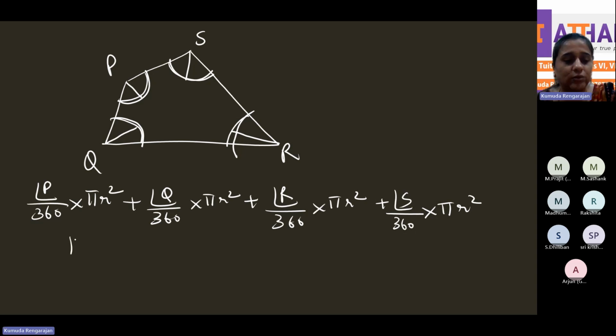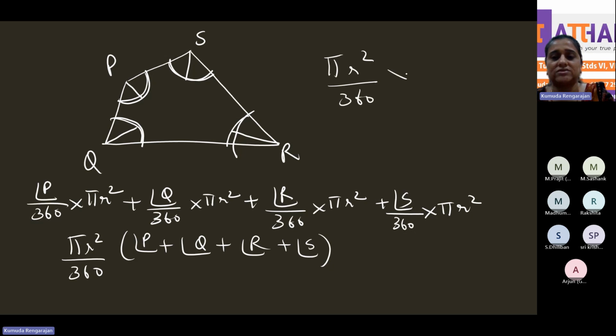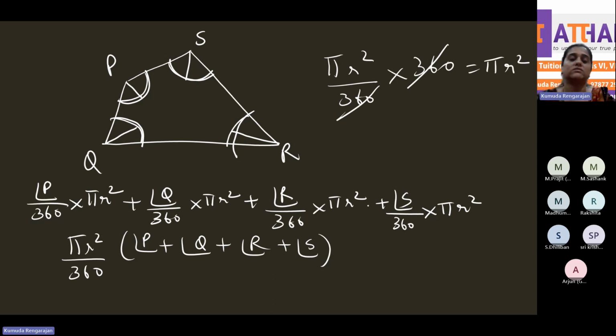So as we did earlier, we take pi r square by 360 common, and in bracket we'll have angle P plus angle Q plus angle R plus angle S. And we know that the sum of the four angles is 360 degrees, not 180, 360. So it gets cancelled. So pi r square will give you the sum of the areas of the four sectors.